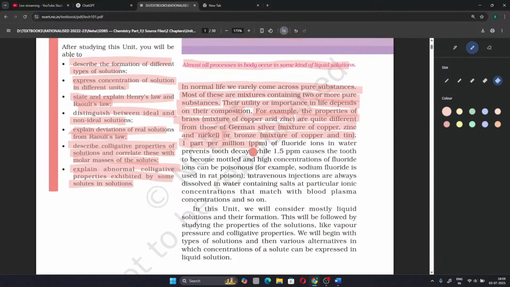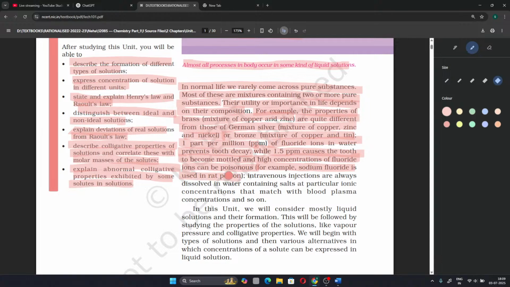One part per million (ppm) of fluoride ions in water prevents tooth decay, while 1.5 ppm causes the teeth to become mottled, and a high concentration of fluoride ions can be poisonous. For example, sodium fluoride is used in rat poison.